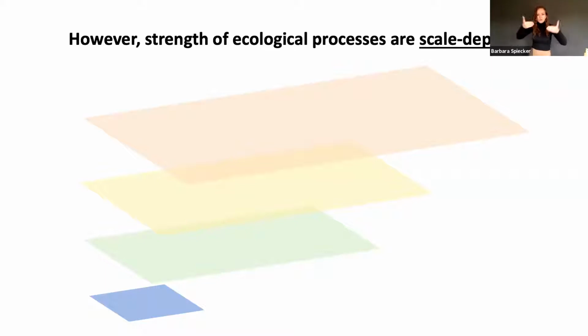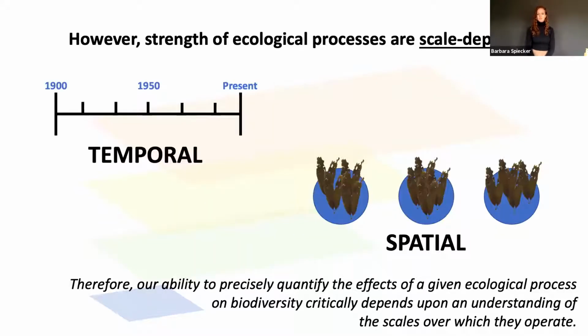Any ecological process, of course, will have an effect on one scale, but on a different scale, those very effects may look very different. So the strength of ecological processes can be said to be scale dependent. So any given ecological process, the strength of its effects on the environment will vary across time and space. Thus, our ability to precisely quantify and understand the effects of a given ecological process on biodiversity really critically depends upon our understanding of the scales over which they operate.